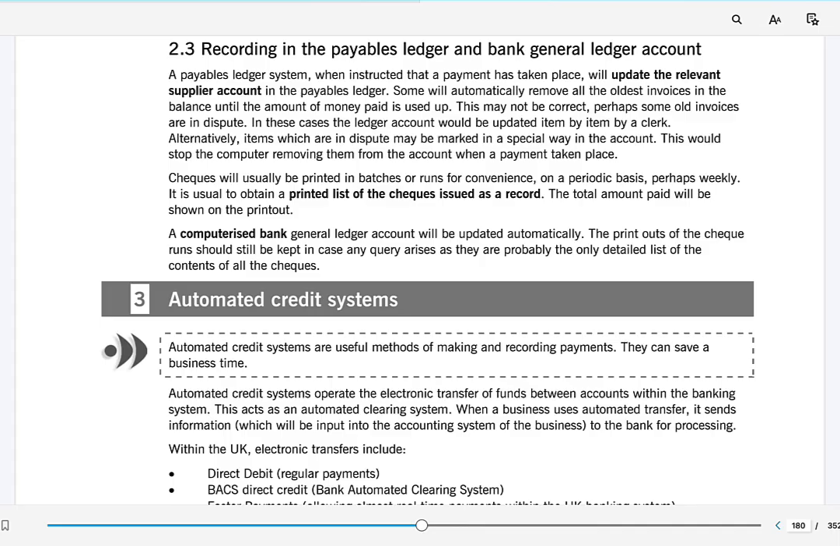If you're ready, next we can go to lesson 3, which introduces automated credit systems and how payments can be made and recorded electronically.